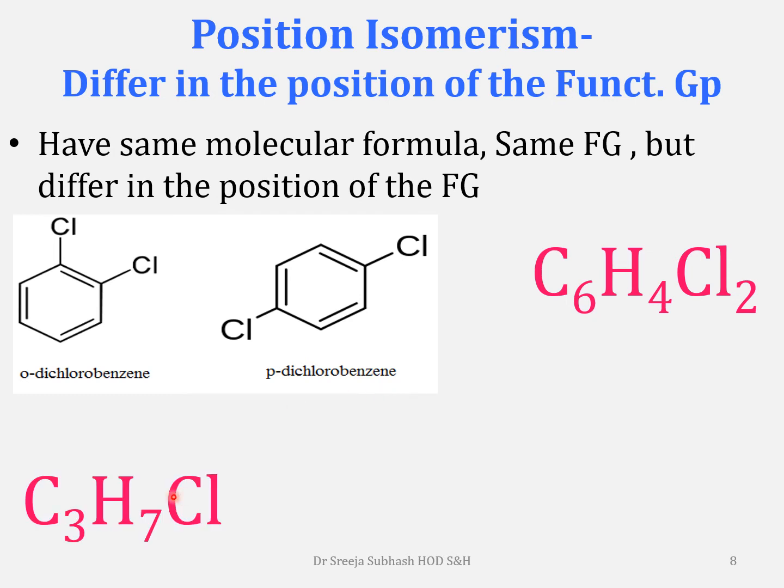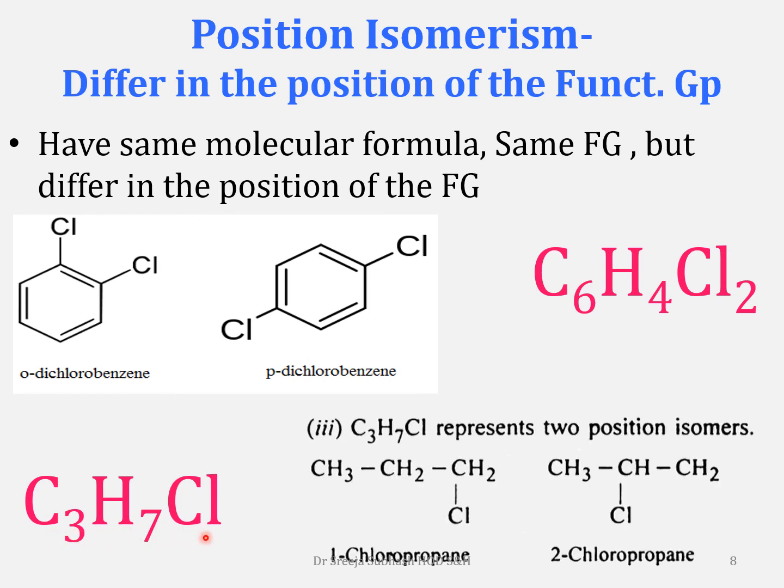Look at another example, that is C3H7Cl. This is a straight chain compound, a chloropropane, C3H7Cl. The chlorine can be on the first carbon like this, 1-chloropropane. It can even be on the second carbon like this, 2-chloropropane. So these two are examples of position isomerism.